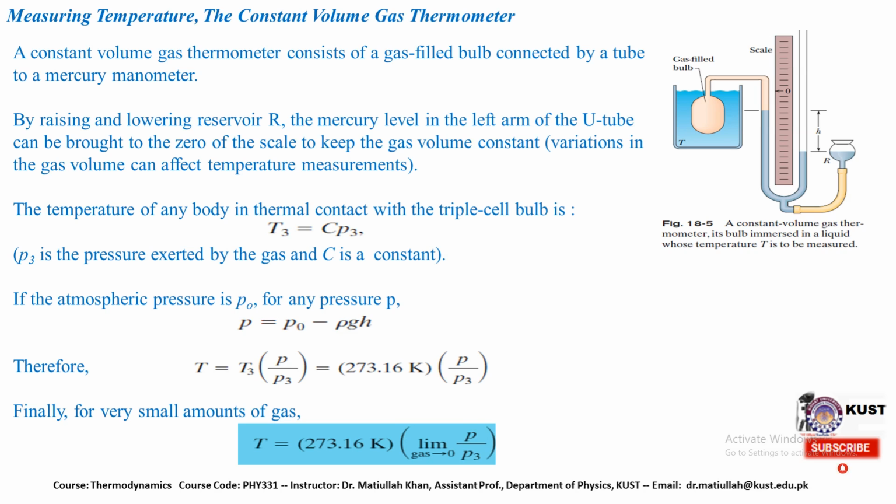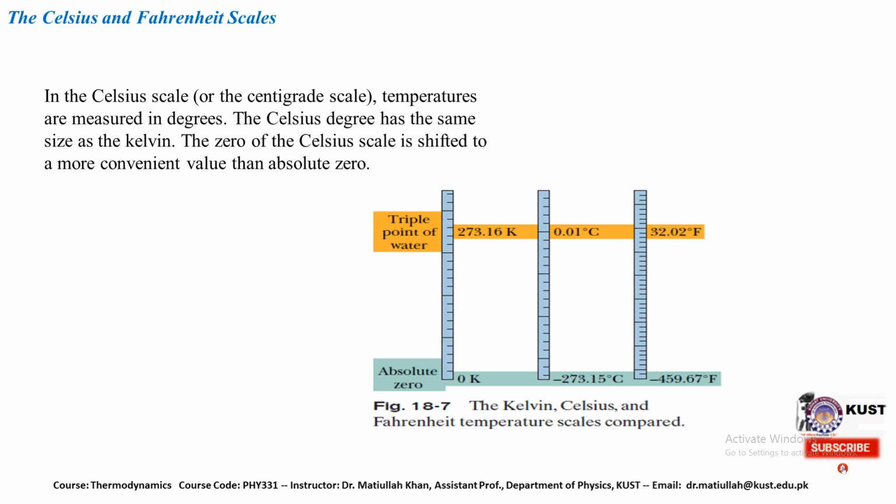If the atmospheric pressure is P naught, then for any particular pressure, P will be equal to P naught minus rho g h. Therefore we can find the temperature T is equal to T3 P divided by P3, and we can find out its values. We have different scales for measuring temperature. Normally the three scales are the Celsius scale, the Fahrenheit scale, and the Kelvin scale, which are the normal scales used for measuring temperature.